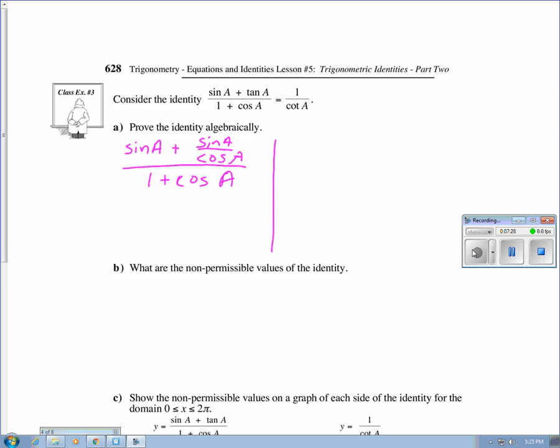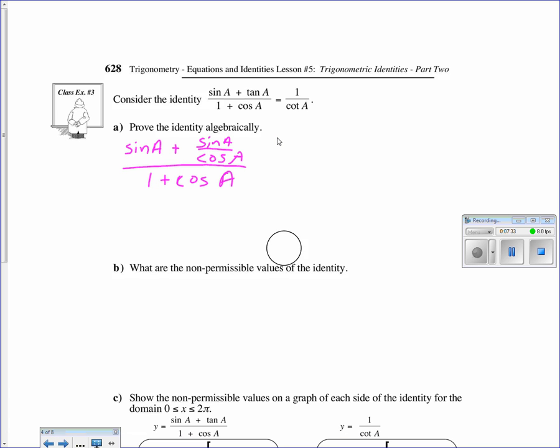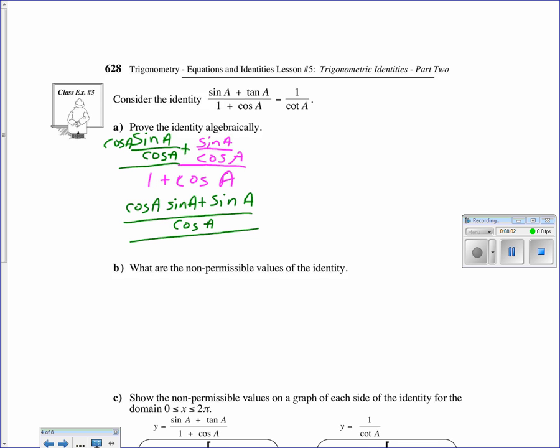In the top, I have to find a common denominator, and this might actually take a little bit more room, so I'm going to get rid of this line for right now. So common denominator, I'm going to put sine A over cos A. So I have to multiply by cos A on the top. So that's cos A sine A plus sine A all over a single denominator, pardon me, of cos A, divide by 1 plus cosine A.